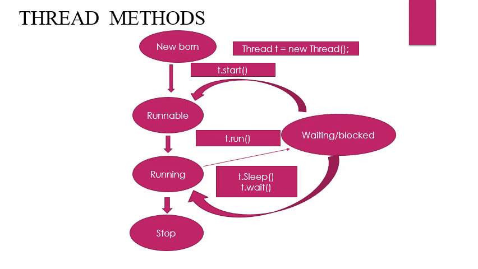So this is all about the methods which are available in the Thread class: the start method, run method, sleep method, wait method, and the stop method. All these methods are available in this class. With the help of an object of the Thread class, we can access all these methods.